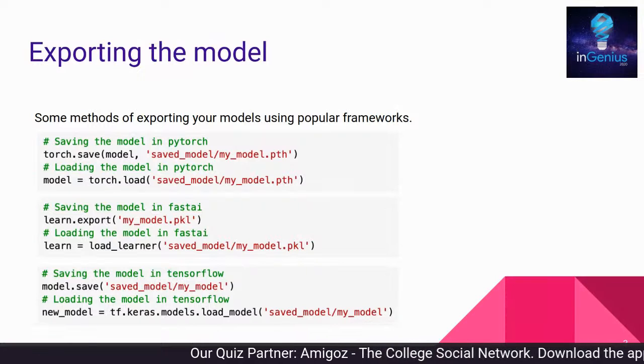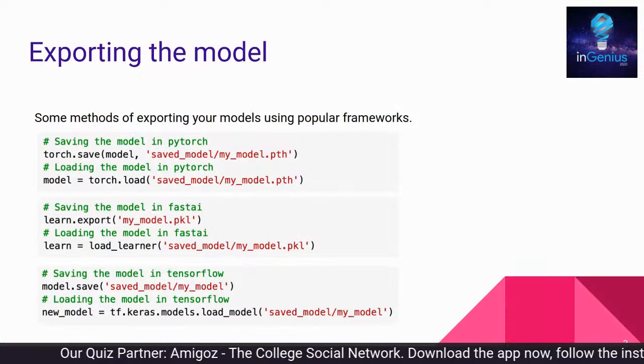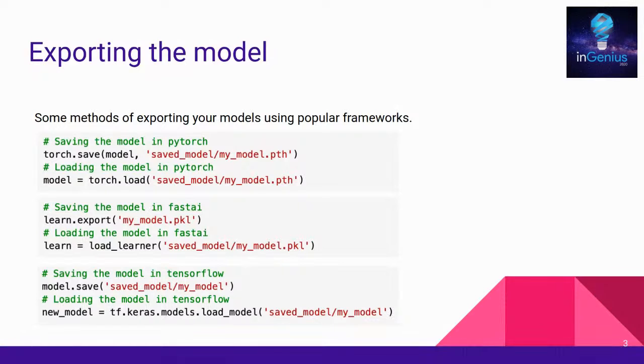So first of all, we'll need to export our models. There are various ways to do that. It depends on the library which you're using to create it. As you can see here, we have a few popular libraries and methods to export your models. PyTorch, FastAI, and TensorFlow are here. It's pretty easy. And once you have your model, you can follow along with us as well.